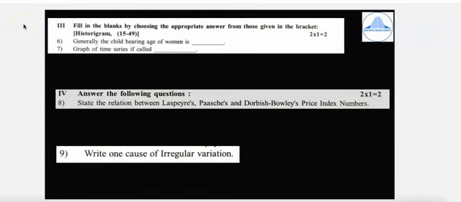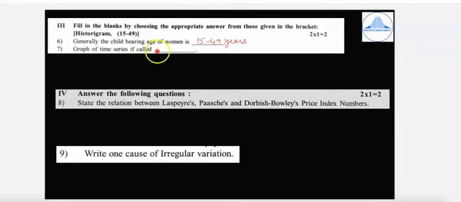The third main is fill in the blanks by choosing the appropriate answer from those given in the bracket. Each of these questions will carry 1 mark. So the sixth question, generally the childbearing age of women is, so the answer which you have to pick is 15 to 49 years.